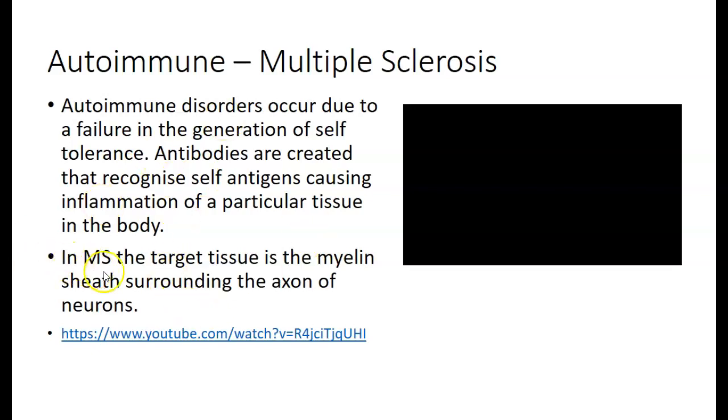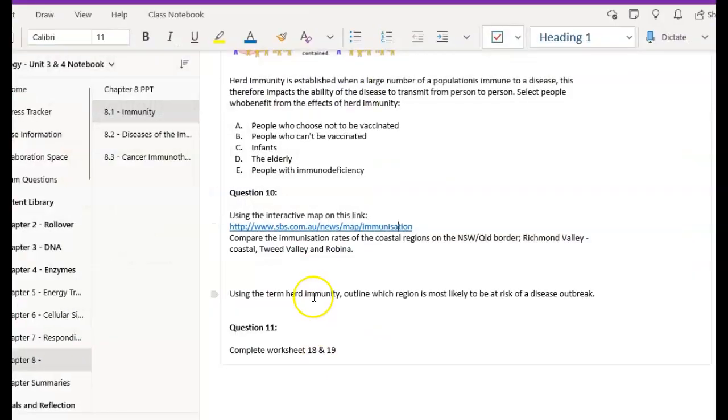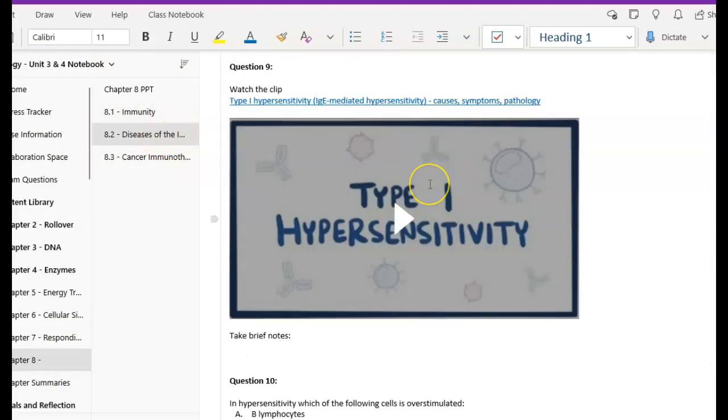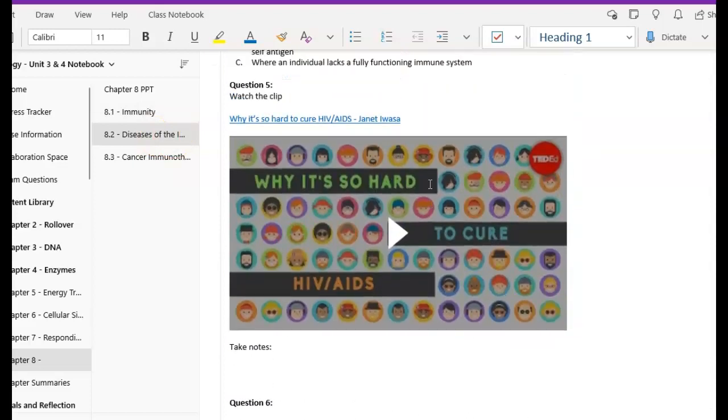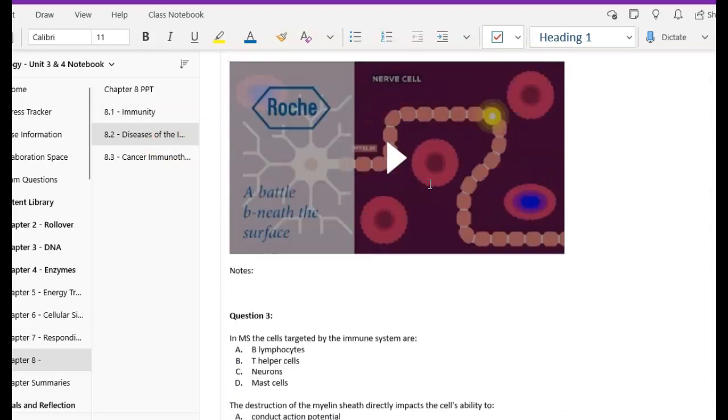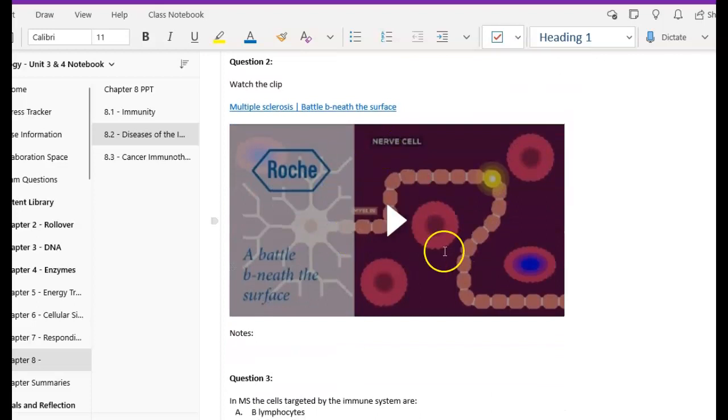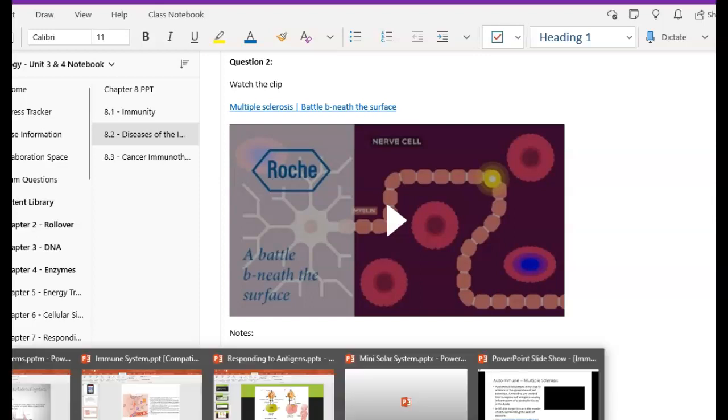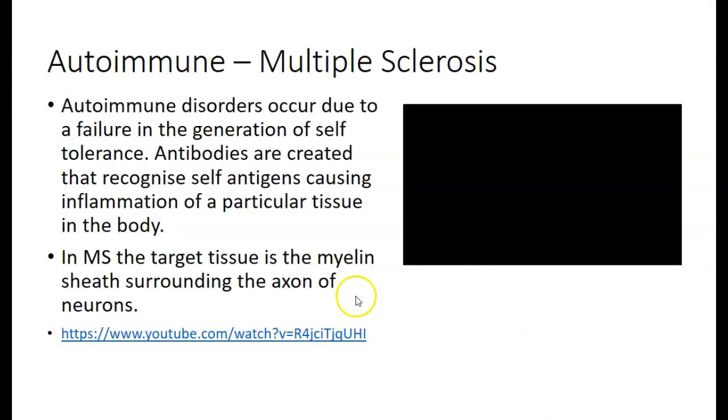In multiple sclerosis, the target tissue is the myelin sheath surrounding the axon of the neurons. In your OneNote tasks, I have linked each one of these diseases of the immune system. Each has a bit of an explanatory video to go along with it. So watch those. That'll help you understand multiple sclerosis and the action of the immune system when we are suffering multiple sclerosis.